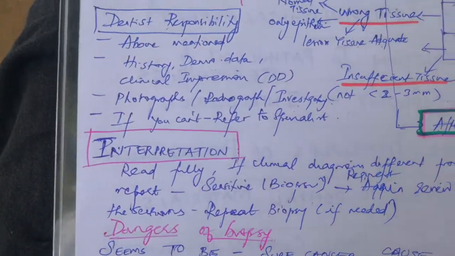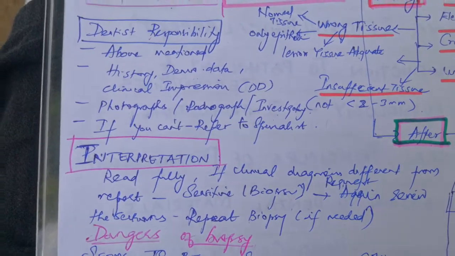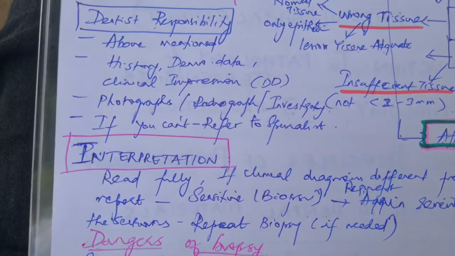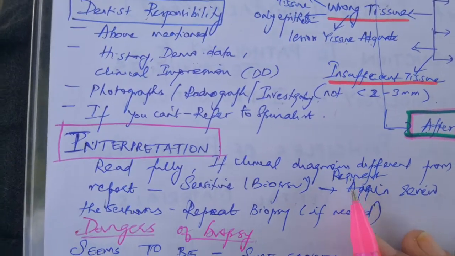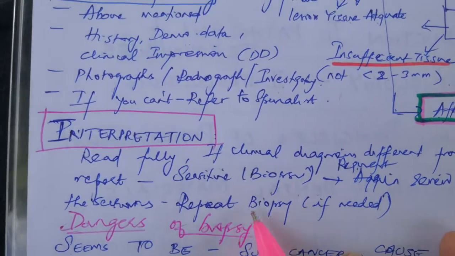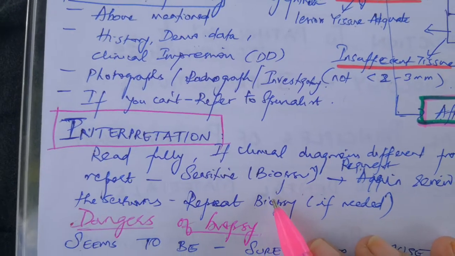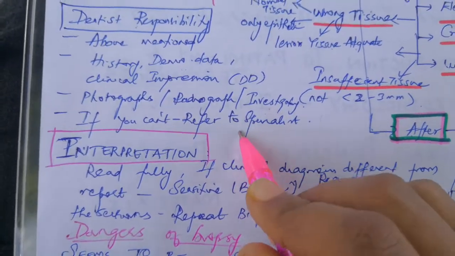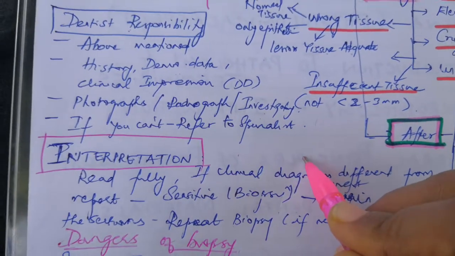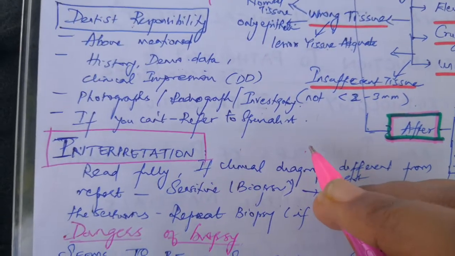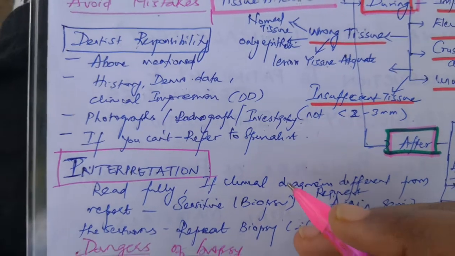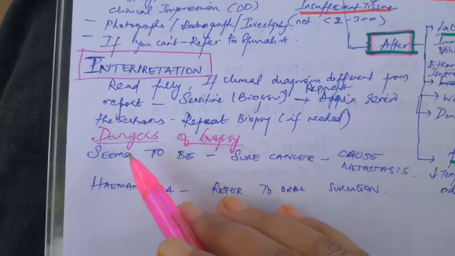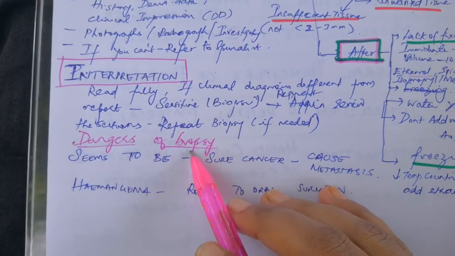And how do you interpret? The report has to be read fully. Sometimes the clinical diagnosis would be totally different from the biopsy, but biopsy is very reliable, so you may ask the pathologist to repeat the biopsy or to review the sections again. So when comparing with the clinical diagnosis, both should be considered collaboratively to come to a definitive diagnosis.